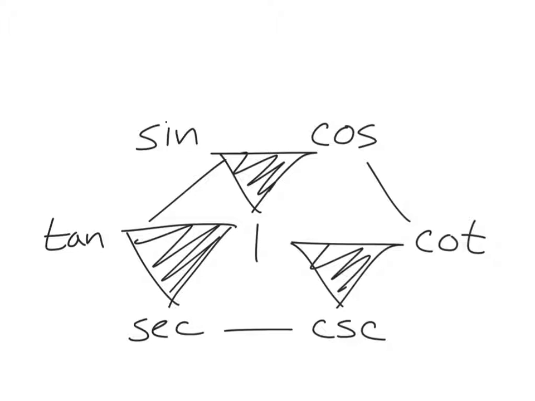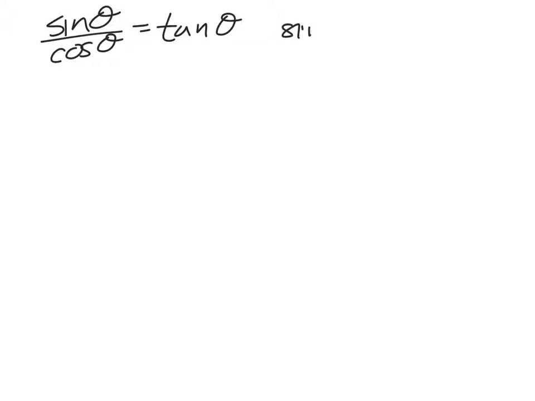So to start off with, there's always a couple trig identities that I think are non-negotiable when it comes to not knowing them. One of them is that sine over cosine is tangent, and also that sine squared of theta plus cosine squared of theta is equal to 1.